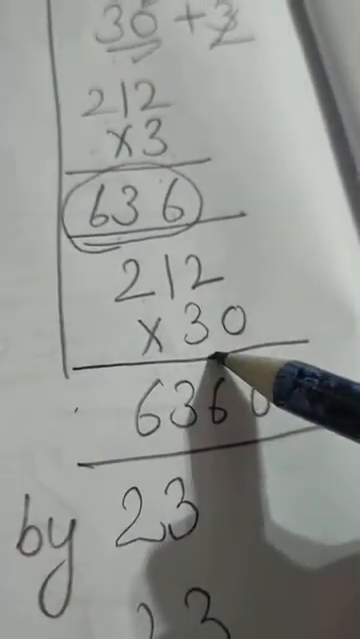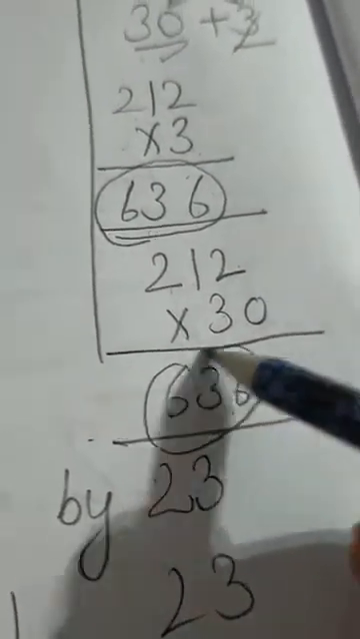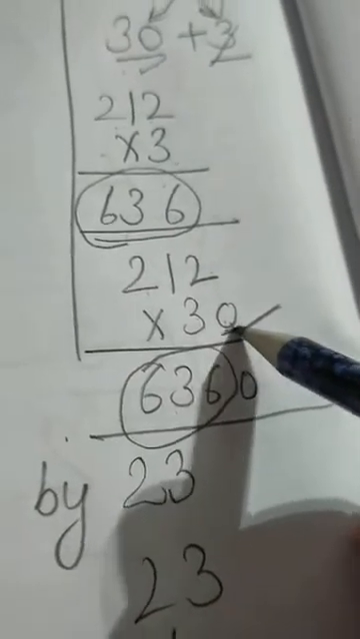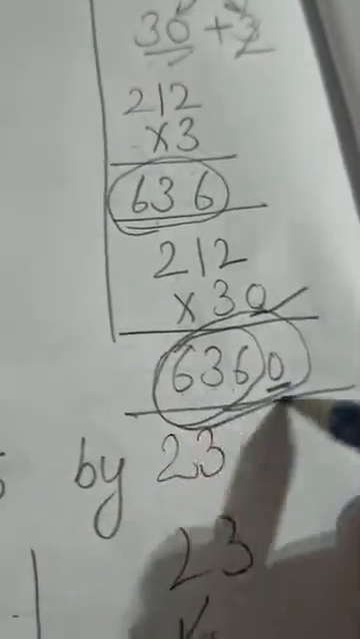So how will we multiply? Firstly 212 will be multiplied by 3. 3 2s are 6, 3 ones are 3, 3 2s are 6. We will get 636, but we have to multiply it by 30, so 1 0 is also there. So on the right hand side of 636, that 0 will be written. So it will become 6360.